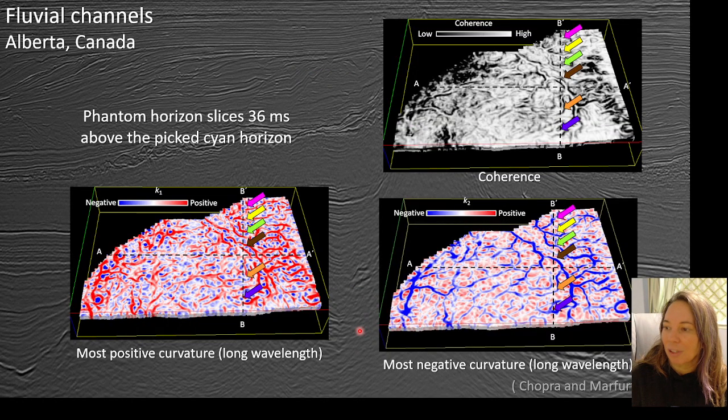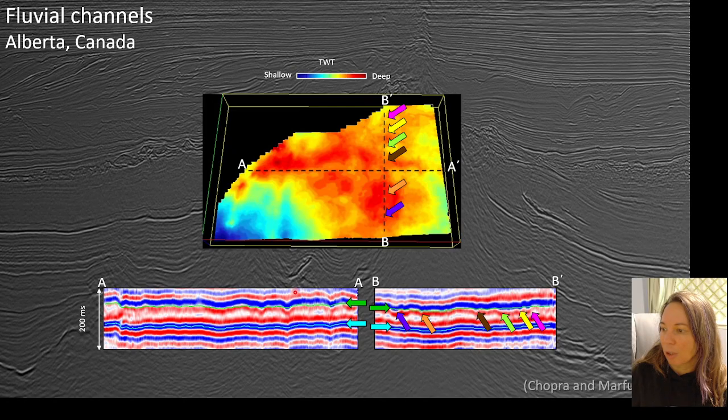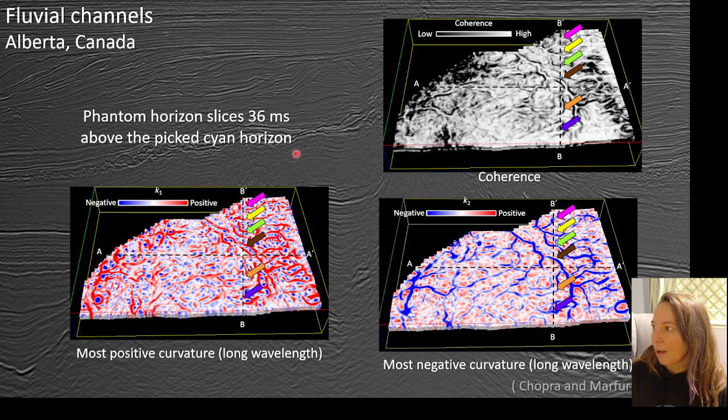And so when we calculate attributes on this seismic data, here we're doing some phantom horizon slices above the cyan horizon. So if I go back, here's the cyan horizon. We're moving 36 milliseconds above it to create those phantom slices, and looking at coherence in the upper right-hand side. And so you can see the channels that were pointed out in the seismic vertical section with the different colored arrows. We can also see what they look like in most positive curvature, when we're calculating the longer wavelength of curvature, and then most negative curvature again.